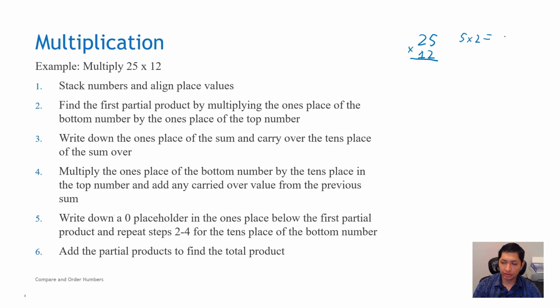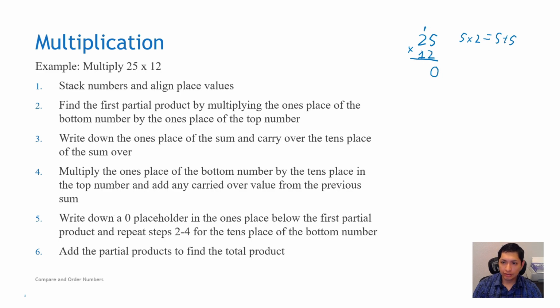And what did we say multiplication was? It's essentially 5 plus 5. And so 5 plus 5 is 10. So similar to previously, you keep only the ones place and you carry over the tens place in this case. So I'm going to carry over this 1.